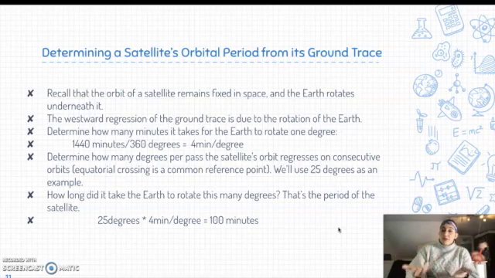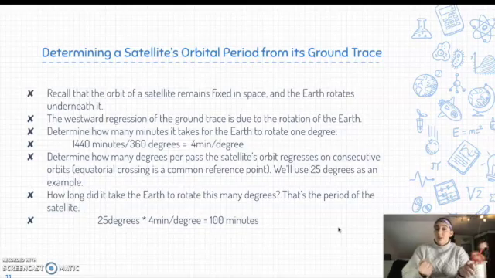Then we determine how many degrees per pass the satellite's orbit regresses on a consecutive orbit. The equatorial crossing is typically the reference point for that. We'll use 25 degrees as an example. So how long does it take the Earth to rotate this many degrees? That's the period of the satellite. So we take 25 degrees and multiply it by 4 minutes per degree. That's 100 minutes. So the orbital period for this satellite in this example is 100 minutes.